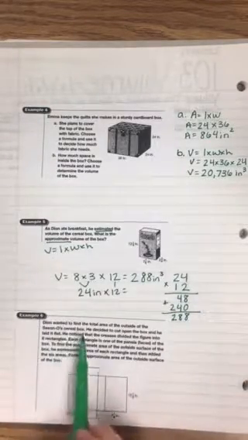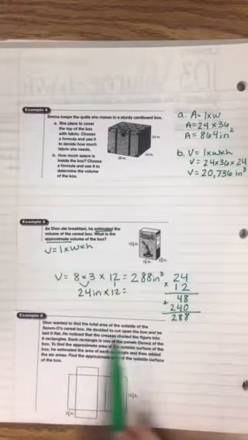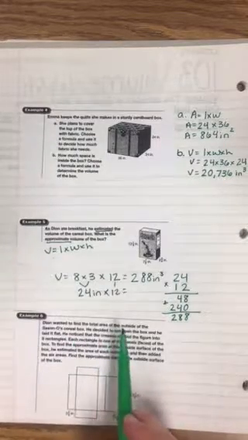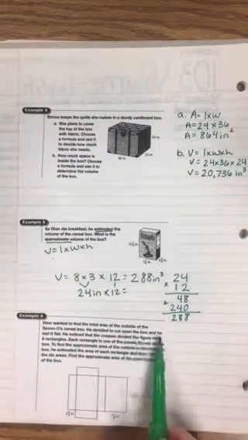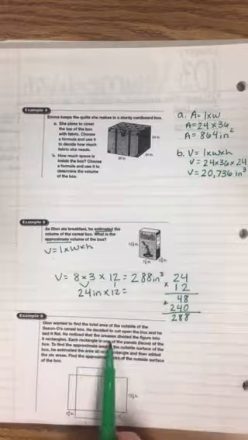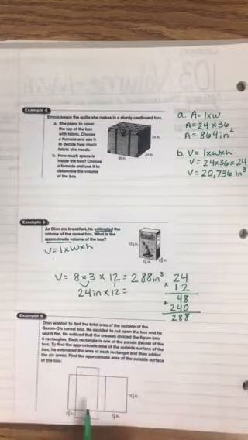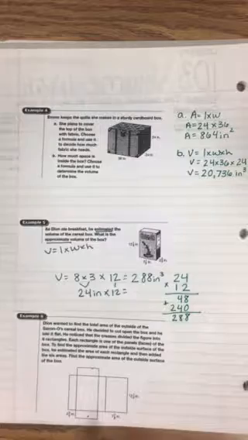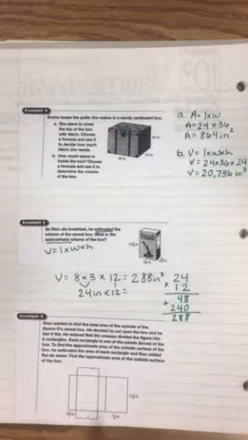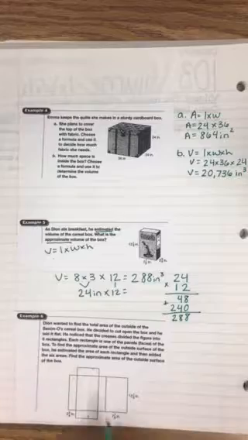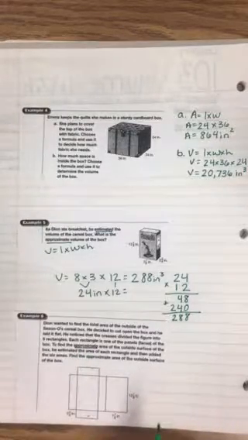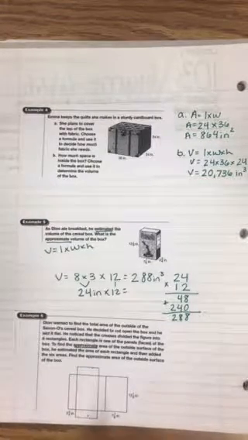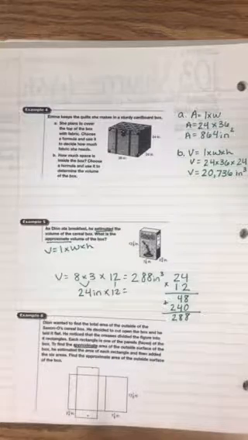And example 6. Dion wanted to find the total area of the outside of the cereal box. That sounds delicious. Some math cereal. He decided to cut open the box and he laid it flat. He noticed that the creases divided the figure into 6 rectangles. 1, 2, 3, 4, 5, 6 rectangles. Each rectangle is one of the panels or faces of the box. To find the approximate area of the outside surface of the box, he estimated the area of each rectangle. Then he added the 6 areas to find the approximate area of the outside of the surface.